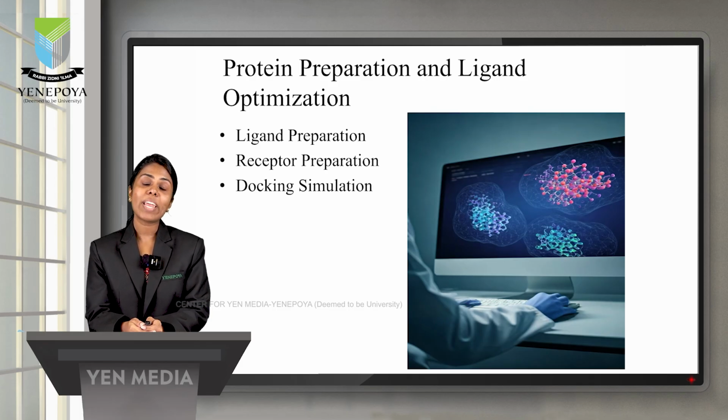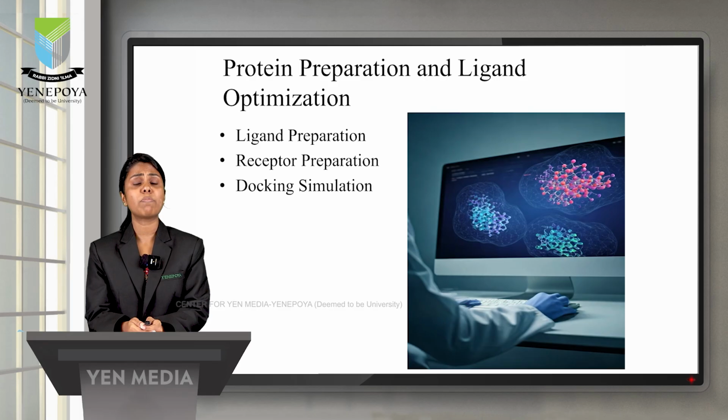Again, tautomer and isomer generation. For tautomers, the ligand may have both keto and enol forms. If the ligand has a chiral center, it can have the R or the S configuration. Any one form can go and bind to the target site. So before going to the docking procedure, it is important to select any one form of the ligand.